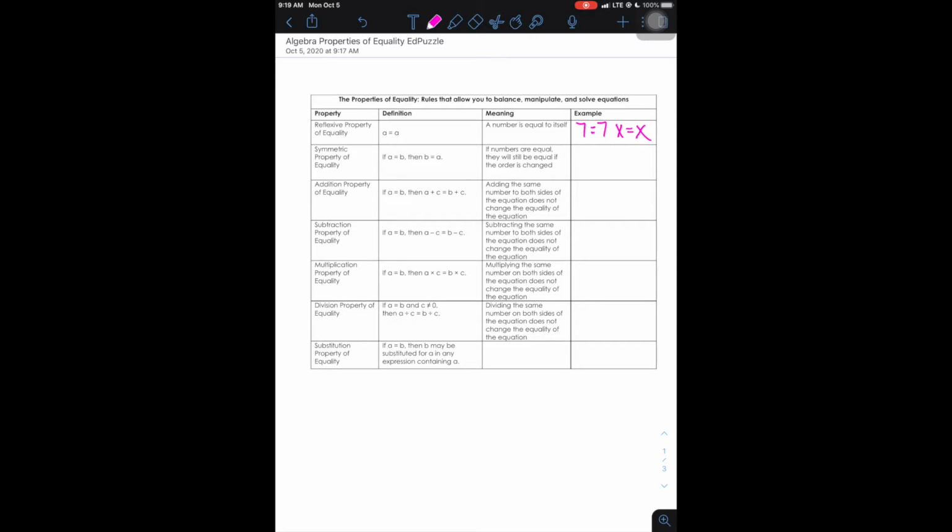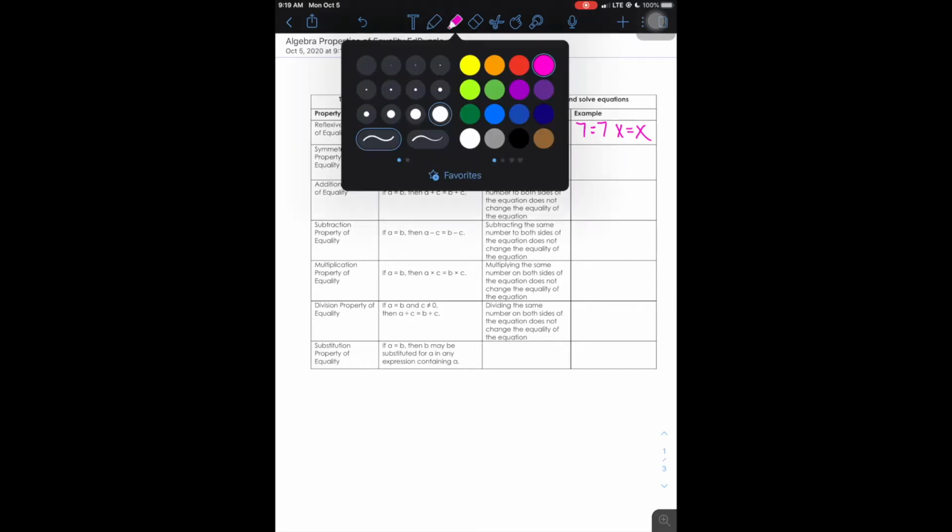For the symmetric property of equality, that's just meaning the equality, like the equal sign in the middle, holds for both sides. This is really good right here. They said it really nicely here: they will still be equal even if the order is changed. So 7 is equal to 7. Also, we could flip that around. And we can also say like 7 is equal to 9 minus 2, and 9 minus 2 is equal to 7. So both sides of the equal sign are equal to each other, no matter how we flip it.